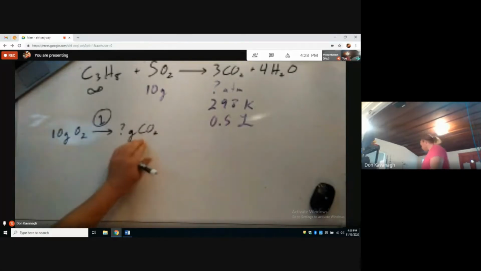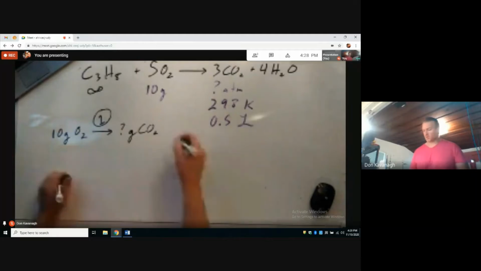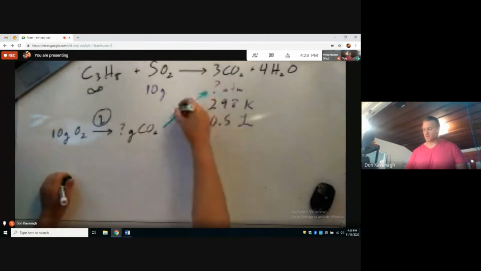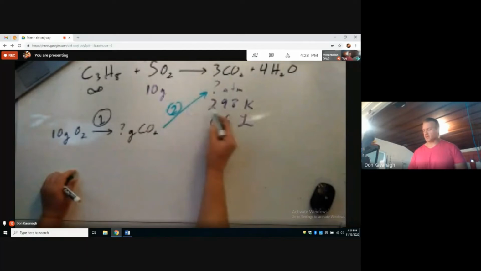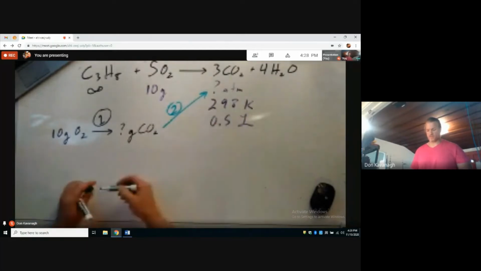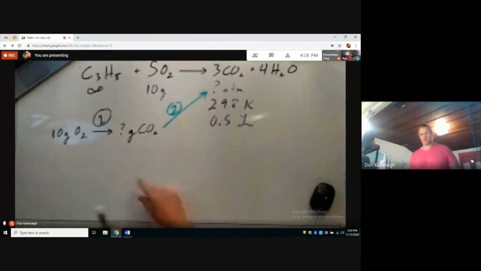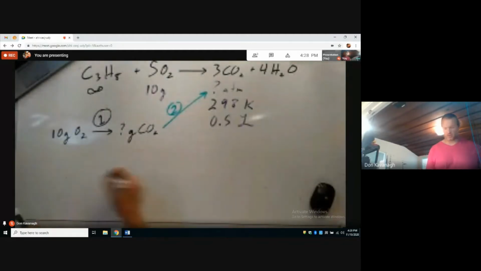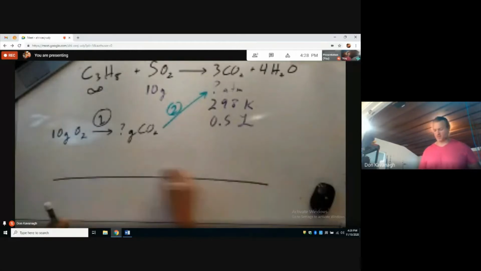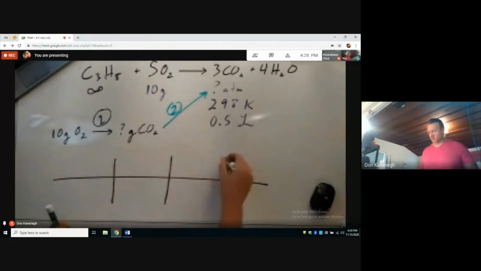Once we know the grams of CO2 that could be produced, we use gas law stuff, the new stuff, to determine, in this case, ATM. Other problems could be temperature or liters right here. So let's do the first part on the board here, and then I'll erase it and then do the second part right here.